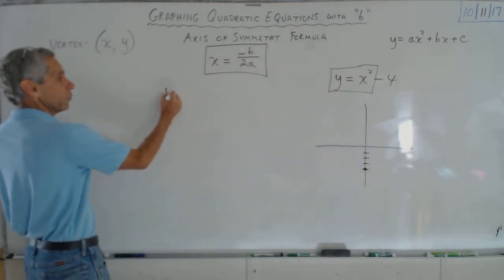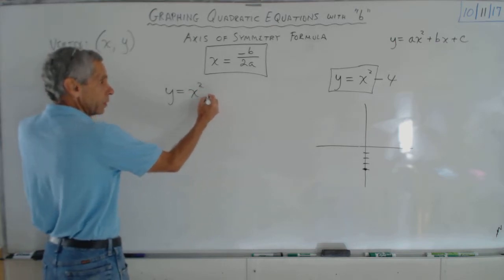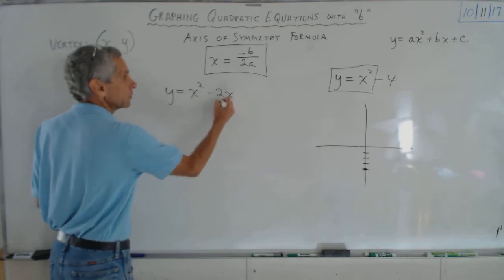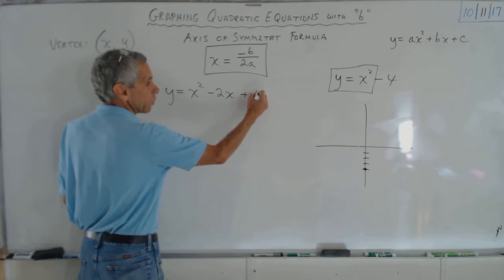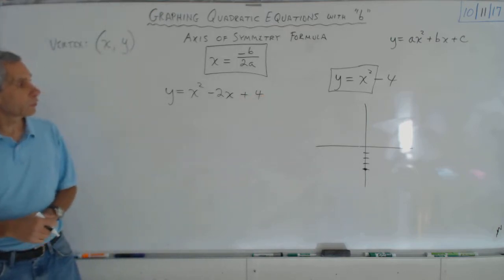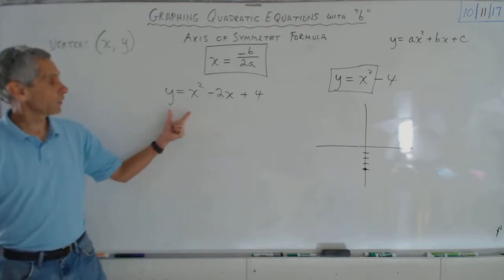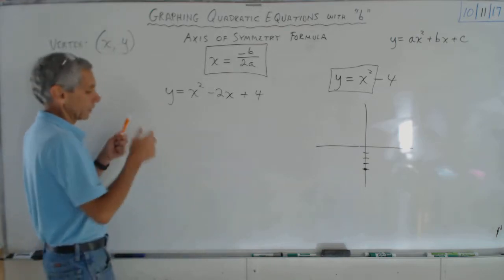Let me give you an example. y is equal to x squared minus 2x plus 4. So I am trying to find my vertex. Notice, first of all, look at this. Let me grab a colored pen for a second.